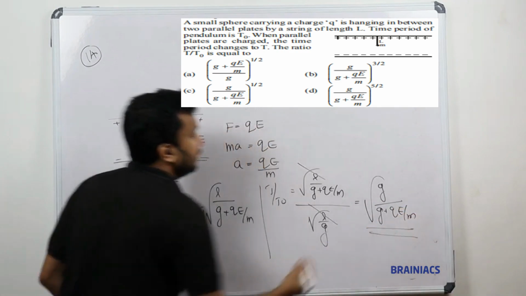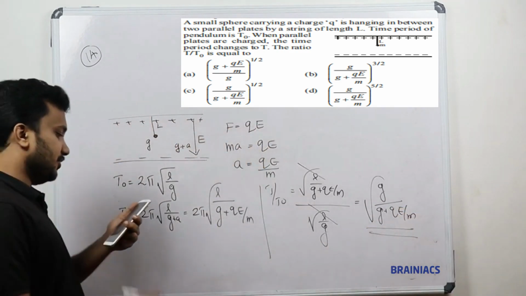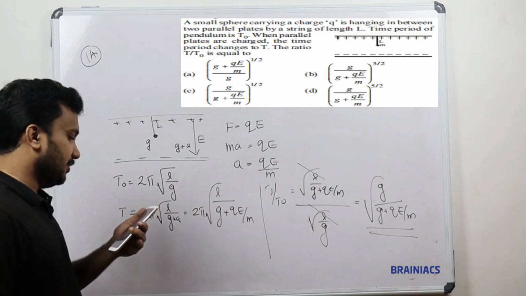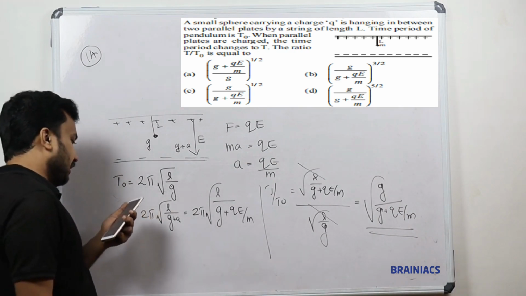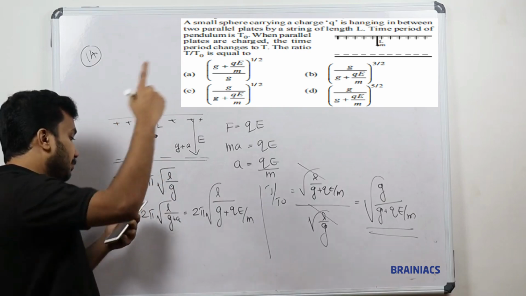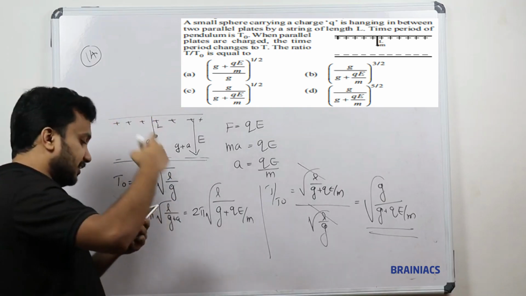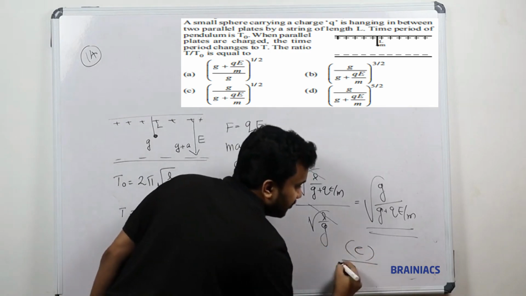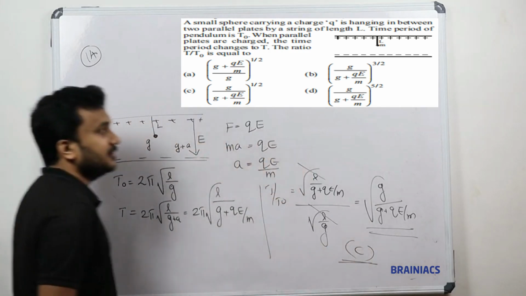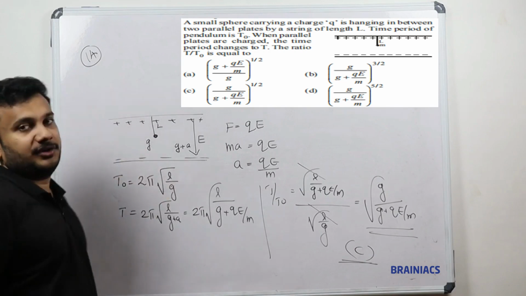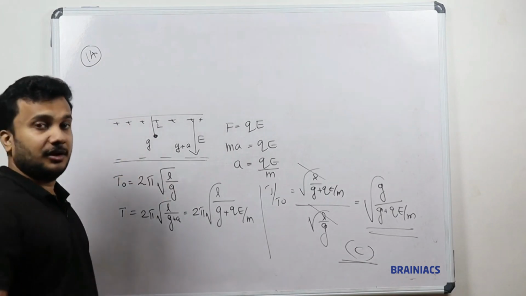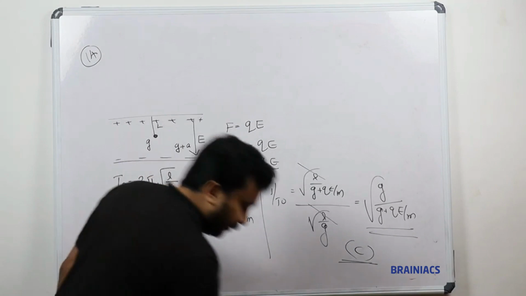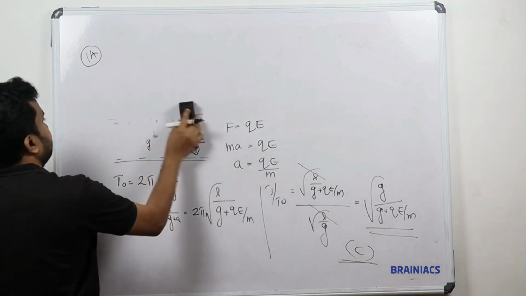This is the right answer. Which one is coming from the options? g divided by g plus qE divided by m, raised to 1 by 2. There will be options like 3 by 2 and 5 by 2, but the answer is 1 by 2. The answer matches with option C, which is the right answer for question number 14. Okay, hope it is clear for you. We'll move to the next question.